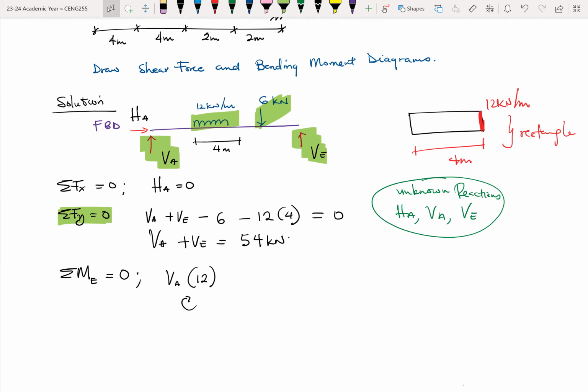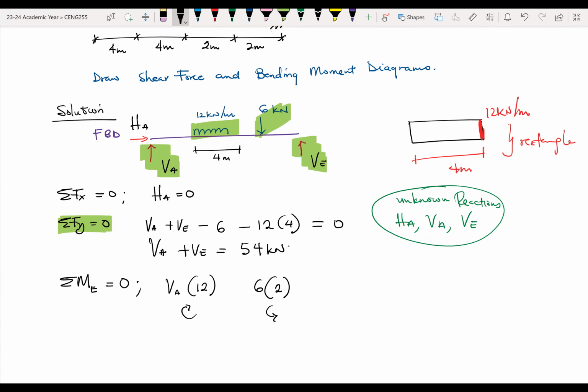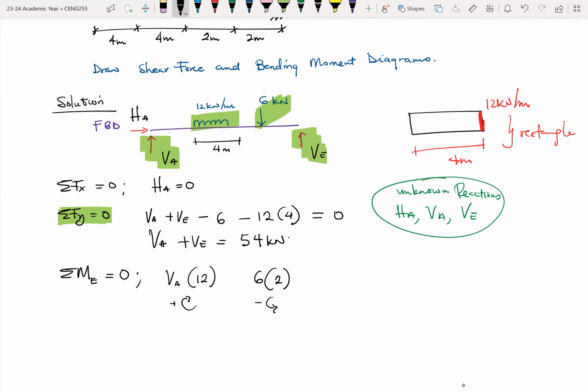Then let's deal with the 6 kilonewtons first. We'll come back to the UDL. We have 6, and the distance between where 6 is applied and where we want to find the moment, which is point E, is only 2 meters. And the 6 will cause an anti-clockwise rotation about E. So if I'm saying that clockwise is positive, then counterclockwise is negative. So I can put a negative in front of the 6 and a plus in front of the VA, which is the same thing.